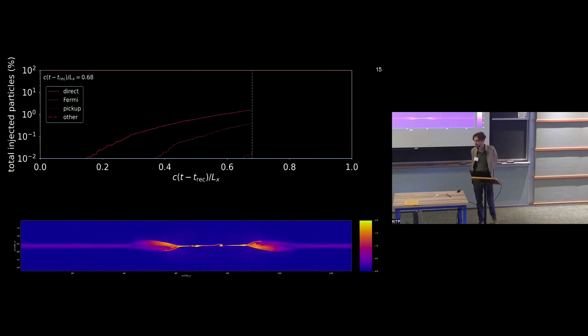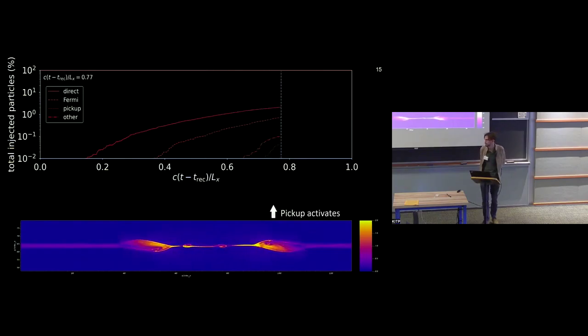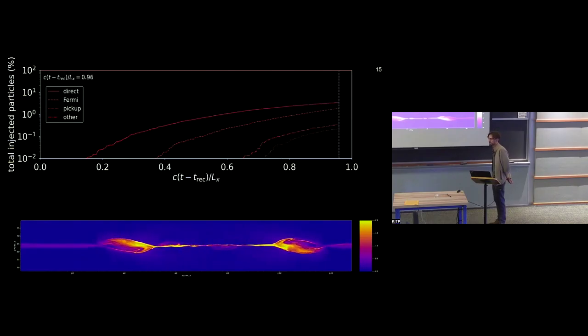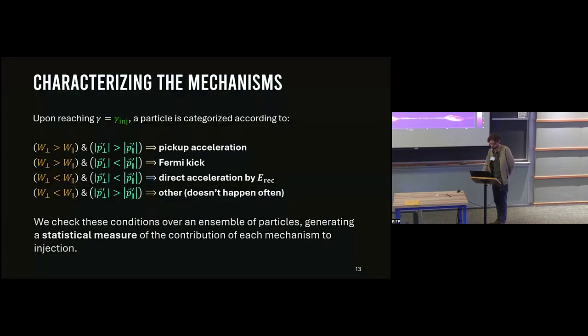Anatoly and then Lorenzo. Yeah, so some of the criteria for determining which mechanism you're using all rely on having a definition of perpendicular and parallel. Are you running into a problem in the middle of the current sheet where B goes through 0? What do you do there?